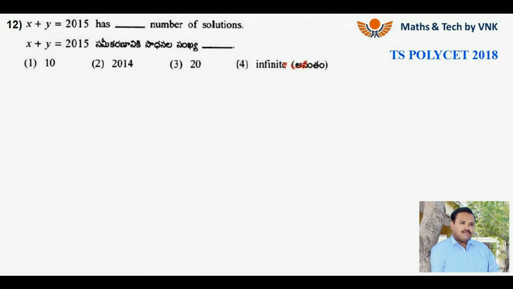Next question is x plus y is equal to 15 has dash number of solutions. Option 1 10, option 2 2014, option 3 20, option 4 infinite. So x comma y can be infinite number of combinations. So given equation has infinite number of solutions. So the correct option is 4.